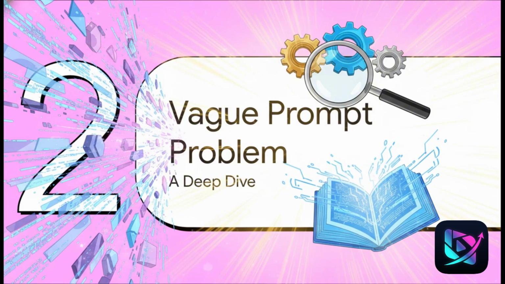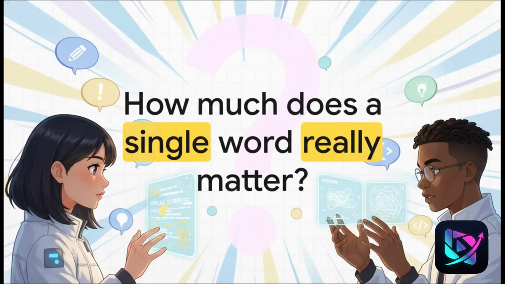So let's take that first mistake, the vague prompt, and really break it down. Because I'm telling you, mastering this one skill is going to have the single biggest impact on your results. It really all boils down to one simple question. How much does a single word actually matter? Is it really worth spending that extra 30 seconds to tweak your prompt? Well, let's take a look at a classic before and after, and you can see for yourself.